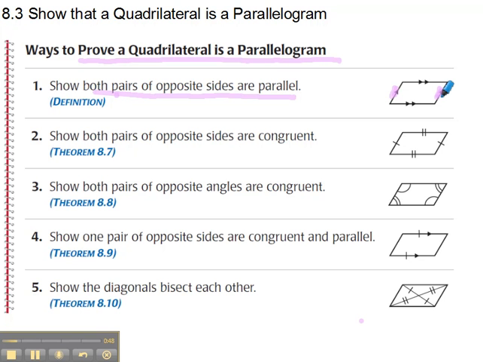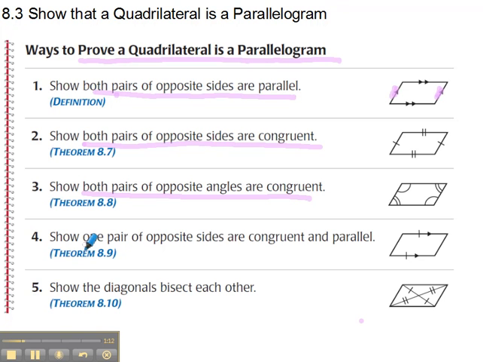Number 2, show that both pairs of opposite sides are congruent. So we have both pairs are parallel, both pairs are congruent. We can show that both pairs of opposite angles are congruent. So we have sides parallel, sides congruent, we have angles are congruent. Both pairs of opposite angles.